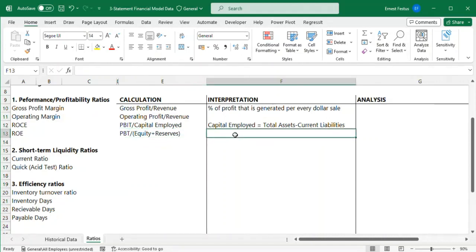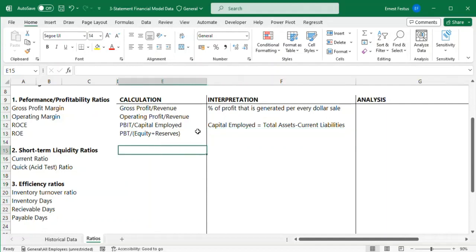So in this case, we are talking about the return on the resources provided by equity holders only. With the capital employed, we are talking about both equity and debt providers. Okay, all the resources that have been committed to the business. But with the return on equity, we are talking about only the resources provided by equity capital holders or shareholders of the business. All right, so that is it for performance or profitability ratios.